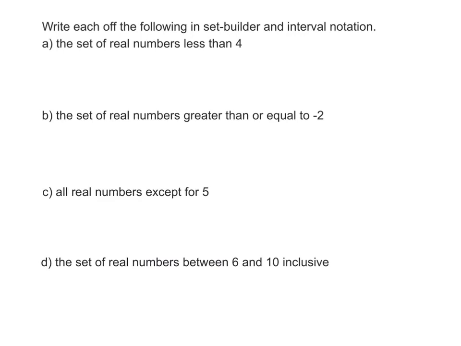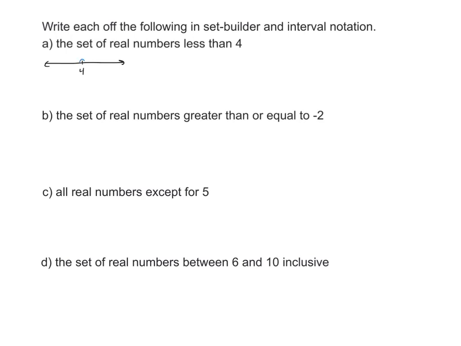Write each of the following sets of numbers in set builder and interval notation. So let's start with the set of real numbers that is less than 4. So let's think about a picture first just to describe the set we're looking at. So if you think about a number line, here's 4. We want the set of numbers that is not equal to 4 but just less than 4.